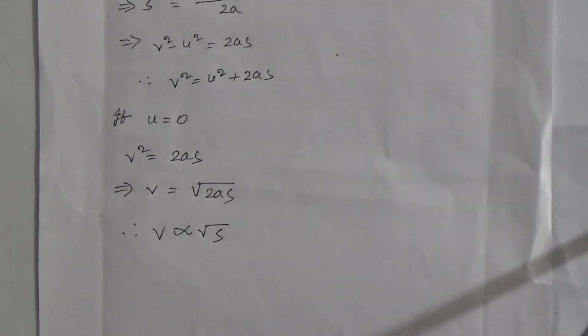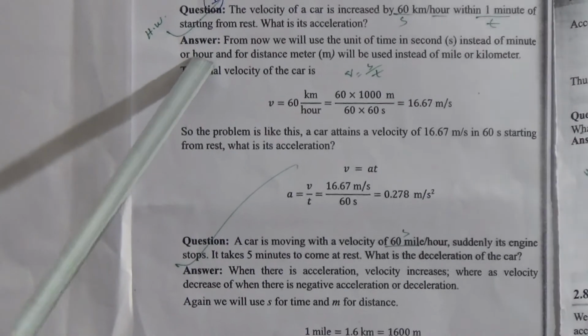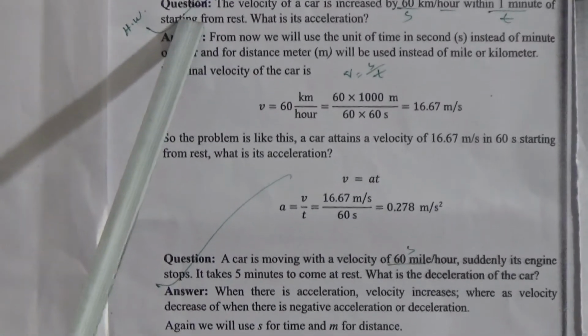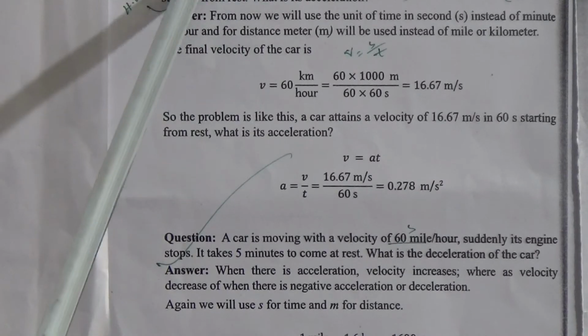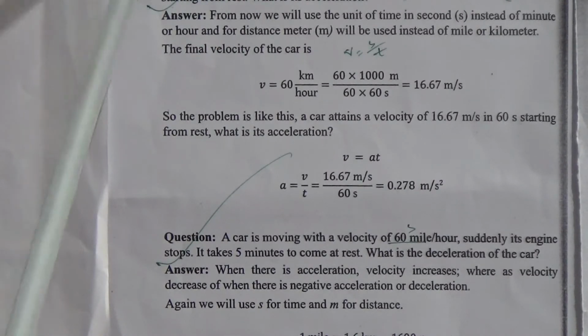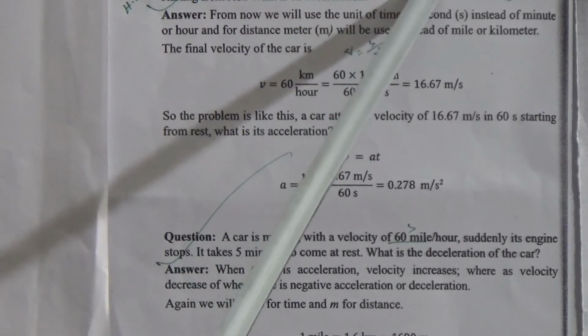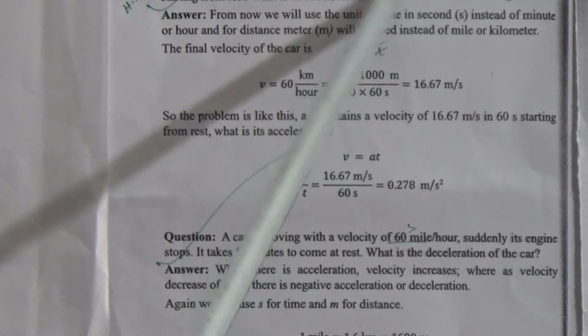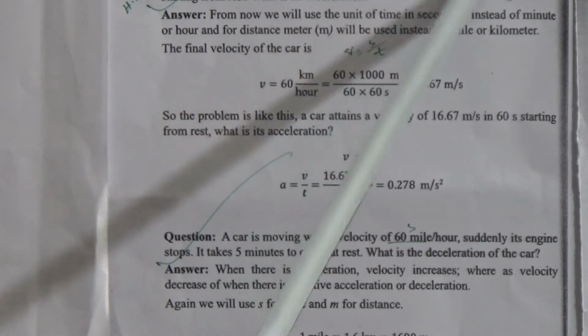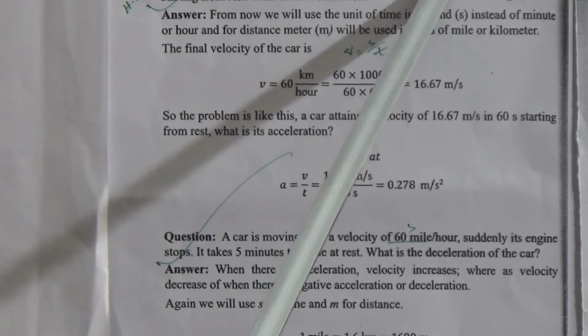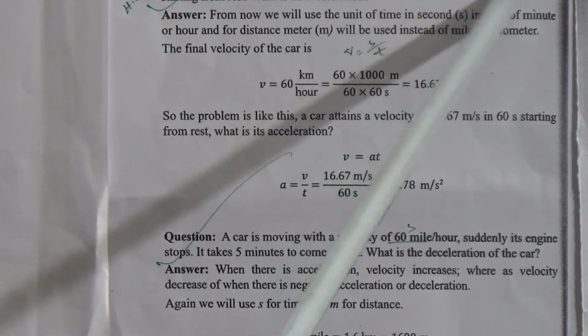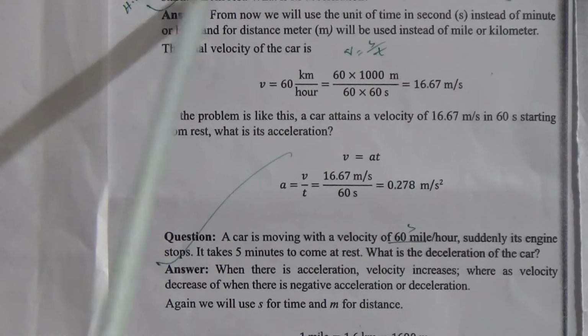My dear students, problems related to these 4 equations are given here. Now I am describing these problems with solutions. Question number 1 is your book's example, page number 46. You will see the velocity of a car is increased by 60 km per hour within 1 minute of starting from rest.